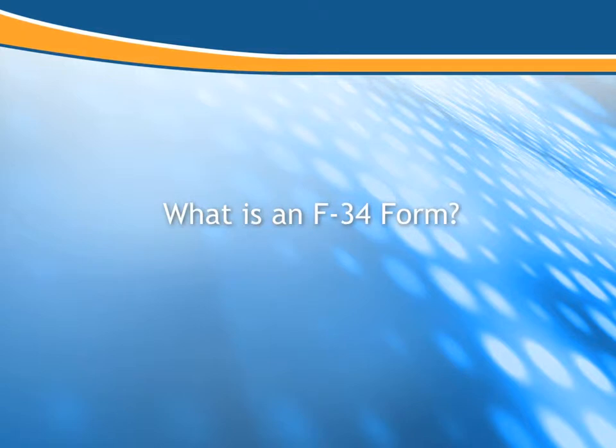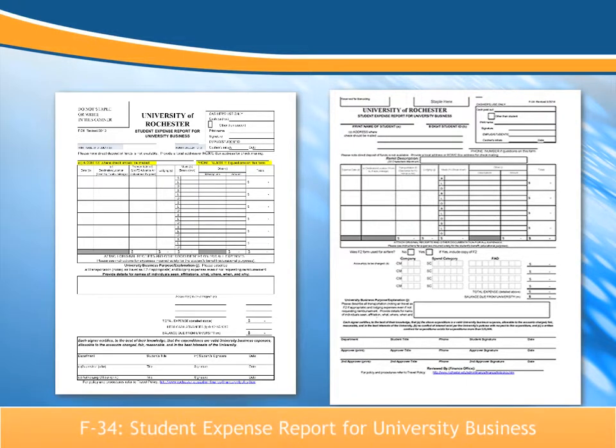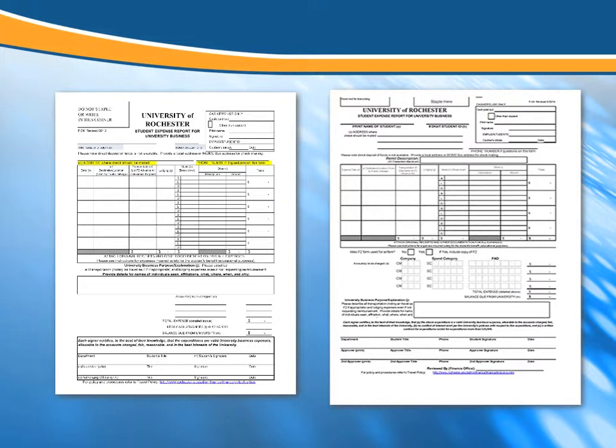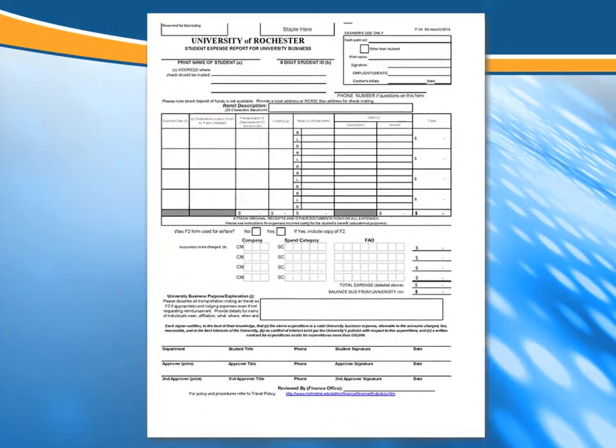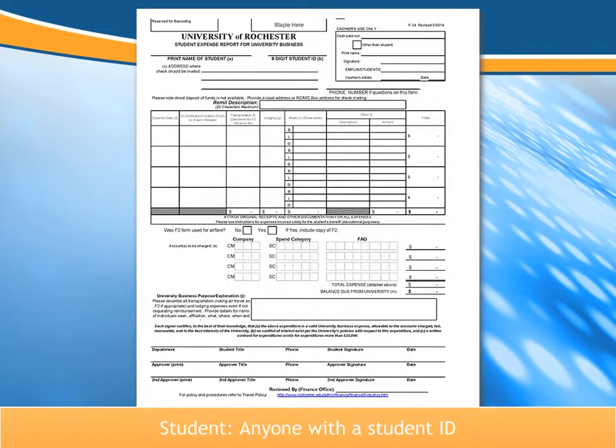The F-34 form has changed. F-34 is used by U of R students to file an expense report for university business. If a student pays for a business-related expense with his or her own money and wants to get reimbursed, the student uses the new F-34 form. A student is anyone with a U of R student ID, regardless of whether they are also a university employee.